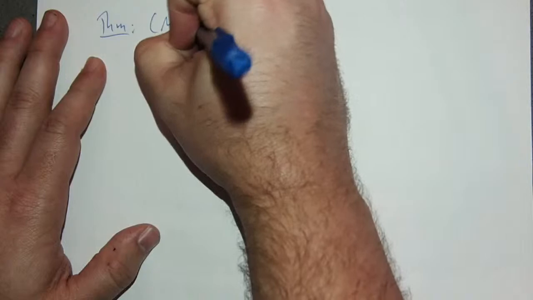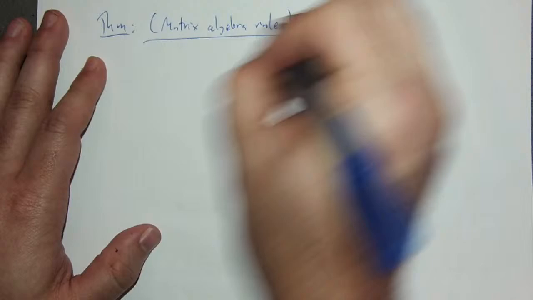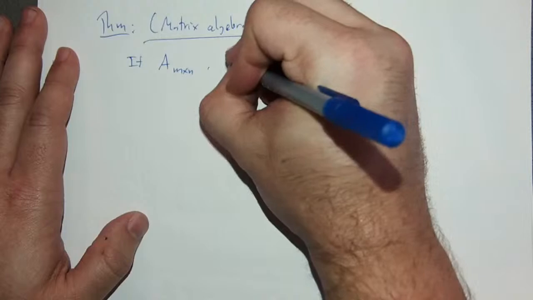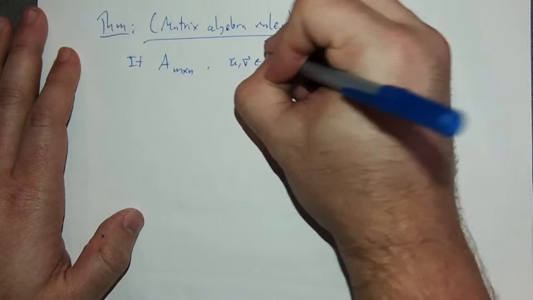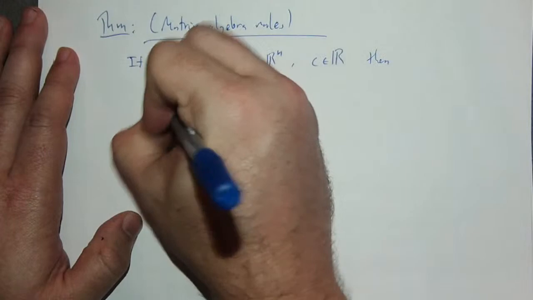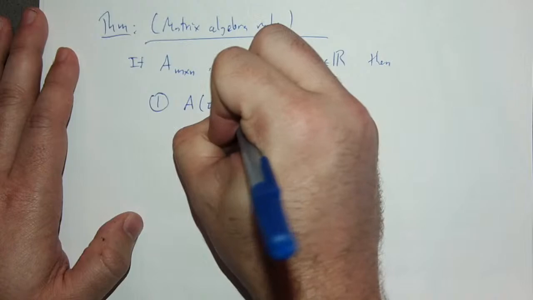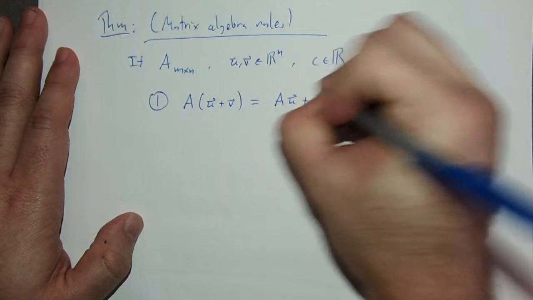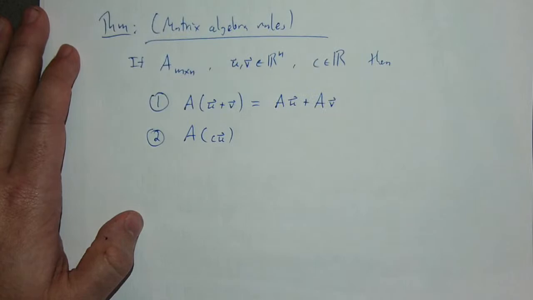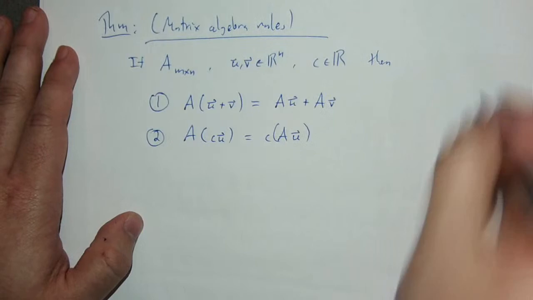Matrix algebra rules. This is not going to be the first time, or sorry, the last time we talk about these. So if A is an M by N matrix, and U and V are vectors, I put the bar over them, in Rn, and C is a scalar, that is, it's just a real number, then one, if I multiply a matrix times a vector sum, this is just the sum of those matrix products. And secondly, if I multiply a matrix times a scalar product, this is just the scalar product of matrix times vector.